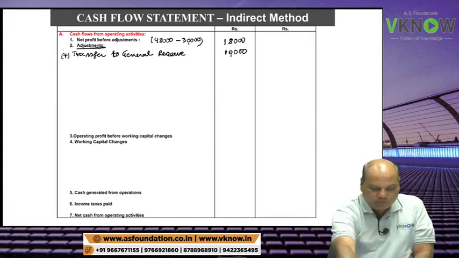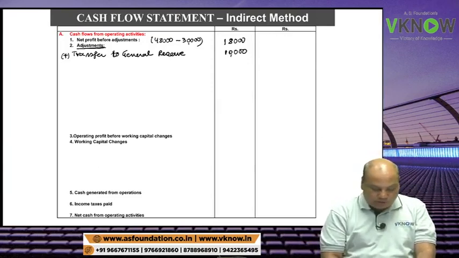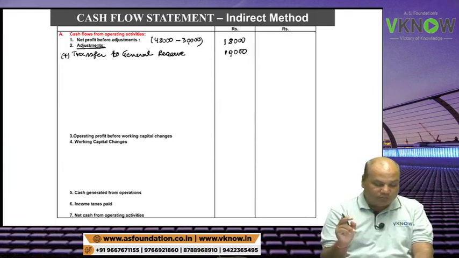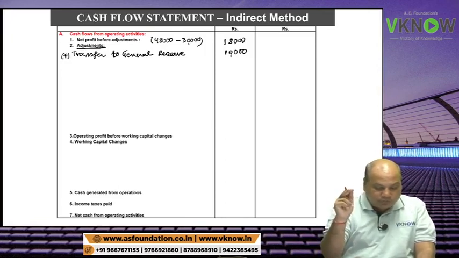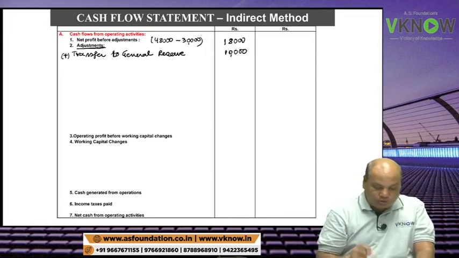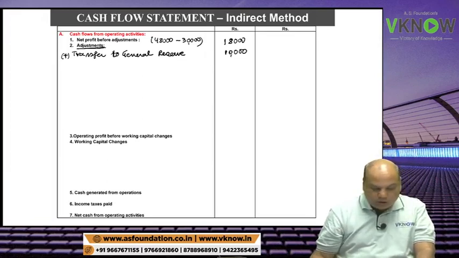Student will help me. He has to compare the opening and closing balance and tell me what happened to sundry creditor. So will you help me? Say yes, sir, we will help you. Sundry creditor opening balance is 29,200. Closing is 52,000. So 52,000 minus 29,200, 22,800. So come to point number 4 here.